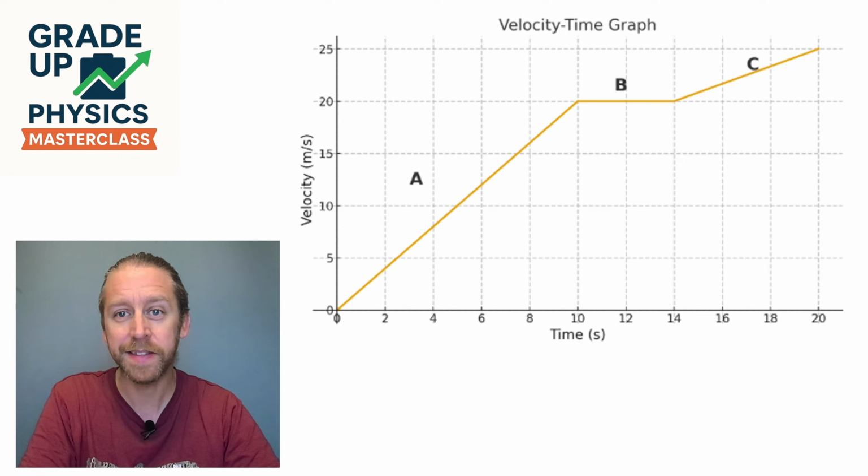And then for region C, we can see that velocity is increasing again. Now again, it's a straight line, so we know it's a constant acceleration, but have a look at the gradient of region C compared to region A. You can see that this is a shallower gradient, so it means it must have a lower acceleration. So let's move on to actually calculating some accelerations.